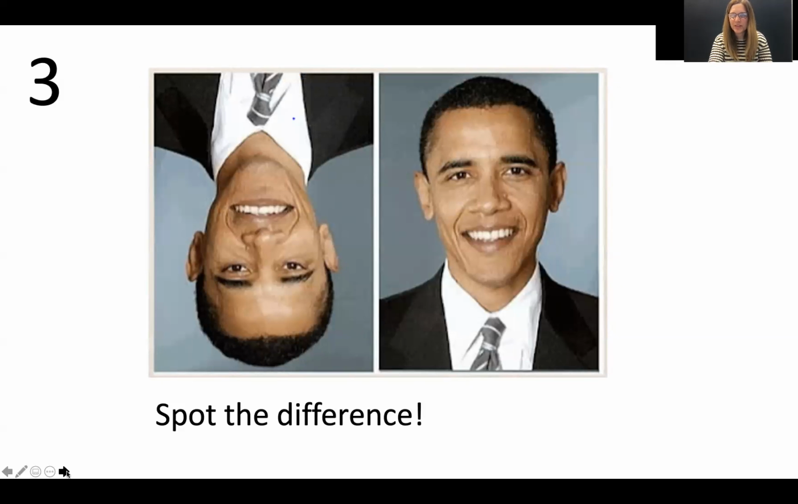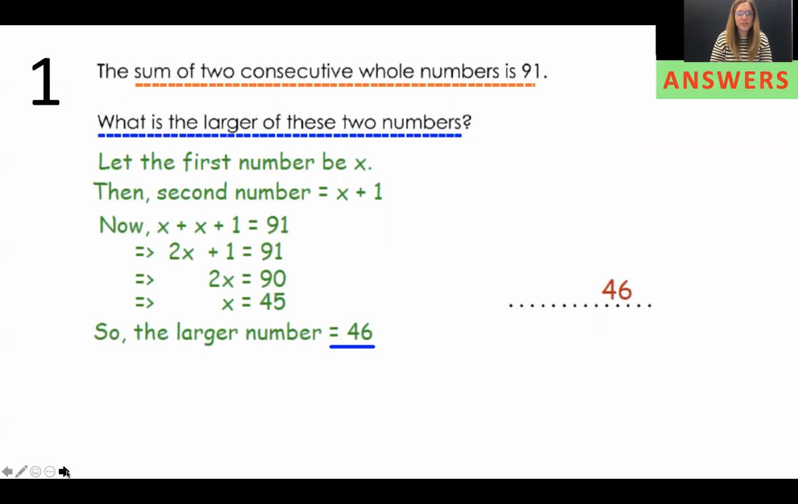Okay, spot the difference. Clearly, one image has been rotated 180 degrees. Okay, it's upside down. Are there any other differences? Take your time, think about it. Answers coming up shortly. First question.